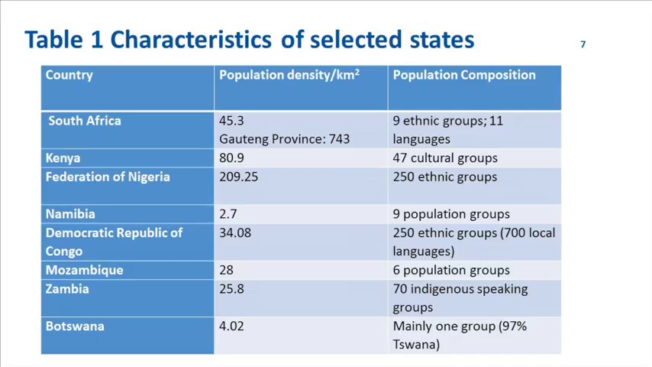South Africa, we've got 9 ethnic groups with 11 languages. If you look at Nigeria, 250 ethnic groups. You look at Democratic Republic of the Congo, 250 ethnic groups, 700 local languages. Zambia, 70 indigenous speaking groups, and so on. The reason I mention that is simply to indicate that if you decentralize to subnational level or to local government level, you want to make use of information technology, you want to practice governance, one will have to take into account the fact that it's not in one language that you can provide the service. It's not to one ethnic group only or to one group.